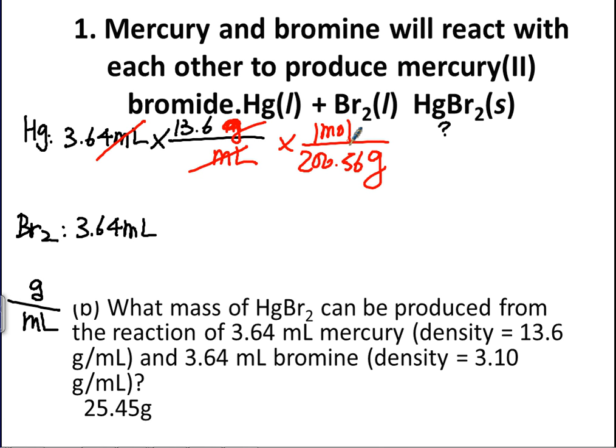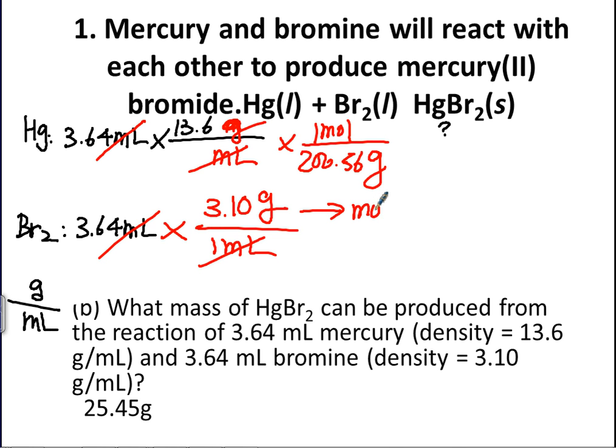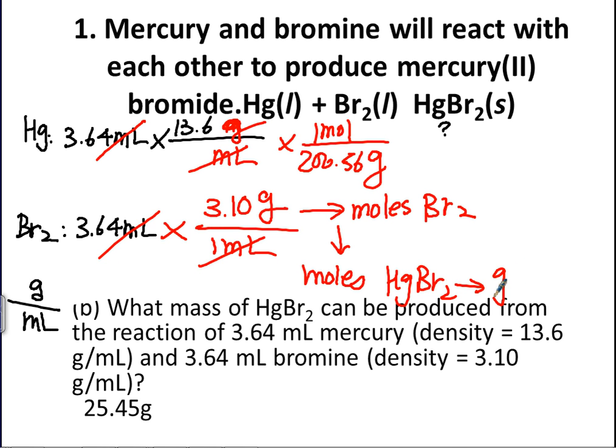Let's see what we did again here. Br2 has a density of 3.10 grams per milliliter. So I'm just going to multiply by 3.10 grams over 1 milliliter. Milliliters cancel out, and now I'm left with grams. That means I can use this to go to moles of Br2. Then I can figure out the moles of HgBr2, then the grams of HgBr2, which means I can figure out which one's limiting and how much product I'm making. The answer ends up being 25.45 grams of HgBr2 formed if you use the limiting reactant.